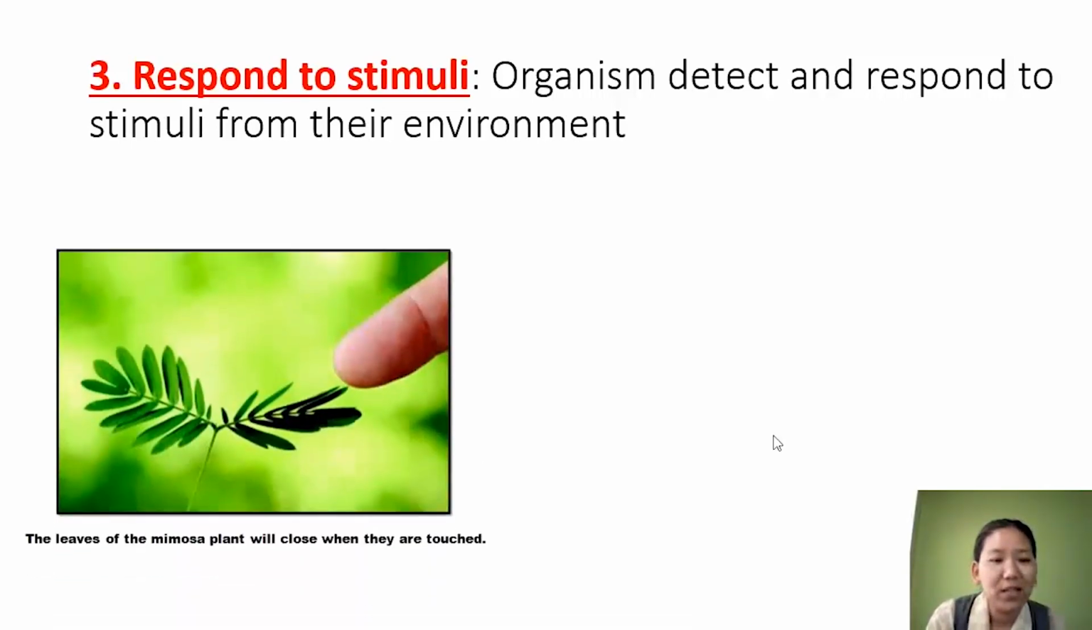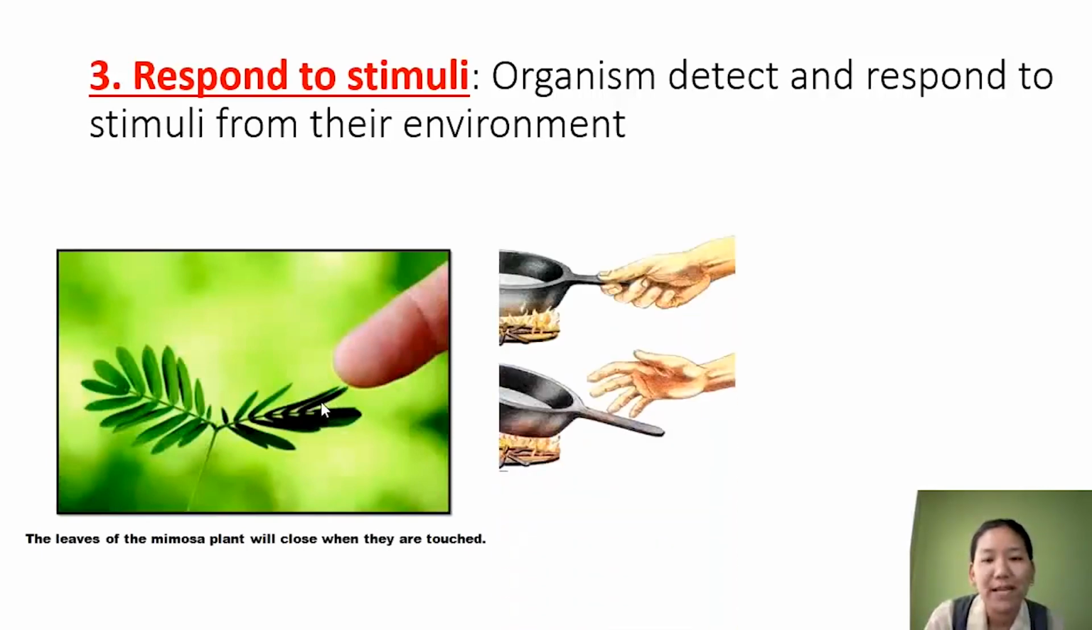So you might have seen this plant, Mimosa pudica, and if you touch it here, the leaf will fold. So the plant responds to the stimulus, that is our touch. The folding of the leaf because of human touch is the response to stimuli. Likewise, this one most of us have already experienced. Whenever we touch any hot substance, we tend to remove our hand away from it. That is again response to stimuli.